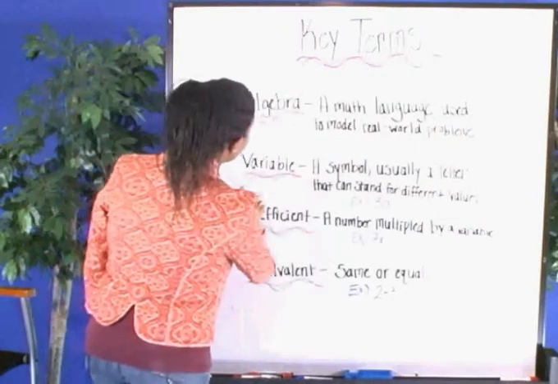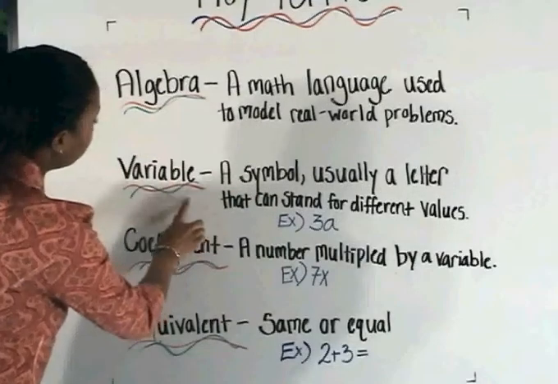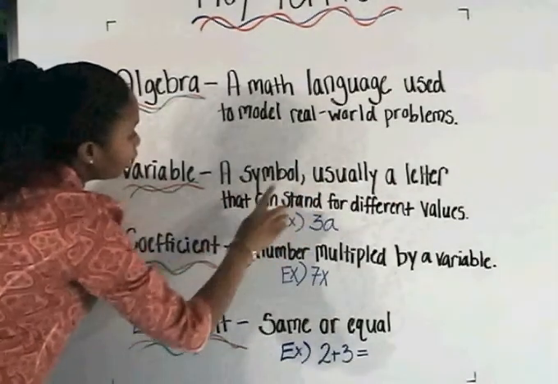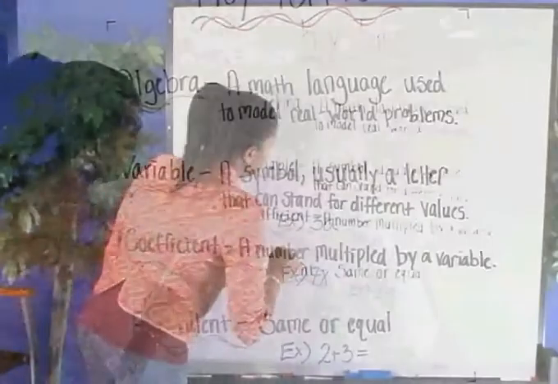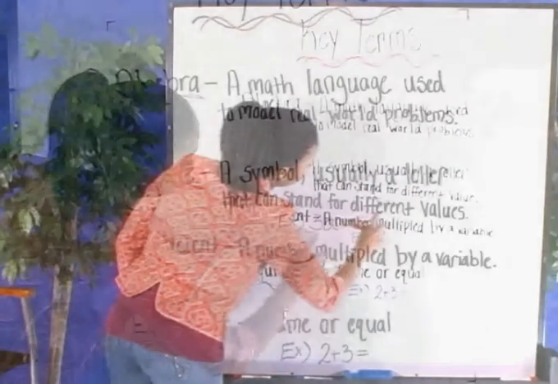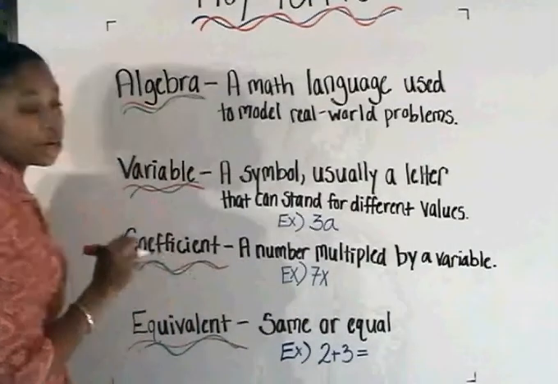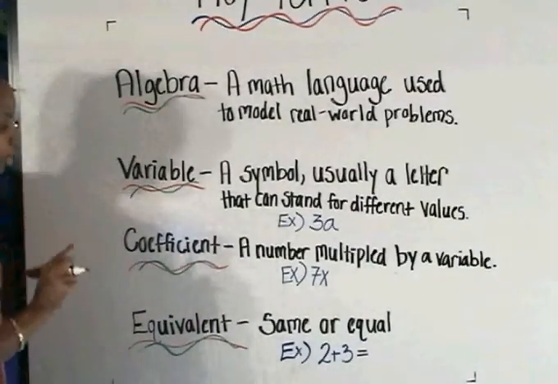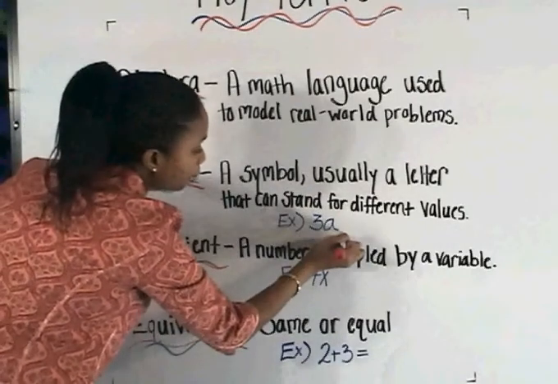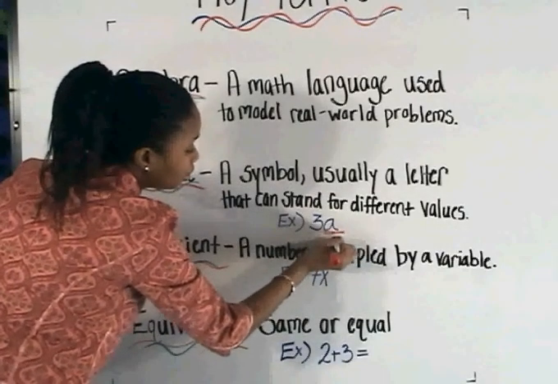The second term we're going to define is variable. A variable is a symbol, usually a letter, that can stand for different values. I put an example problem right here. 3a. What is a variable in this problem? Well, if the variable is a symbol and it's usually a letter, then the variable in this problem is a.